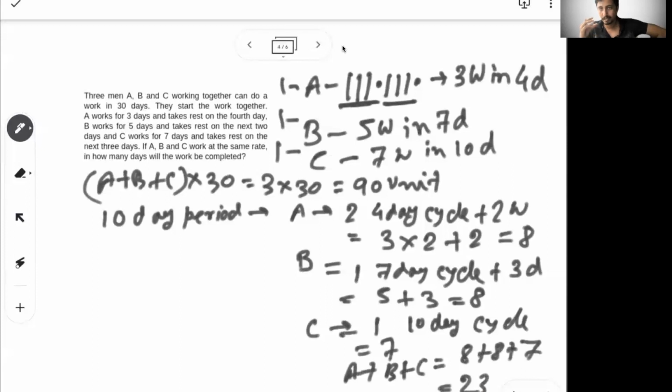So if I take out of 10 days, A plus B plus C can do 23 units only, where my total work is 90 units. So I have to go a lot. If I take a 10-day period, obviously that will not be the same for the 10 to 20 because the cycle will change. But overall, if I think average on a 10-day period, A plus B plus C can do 23 units.